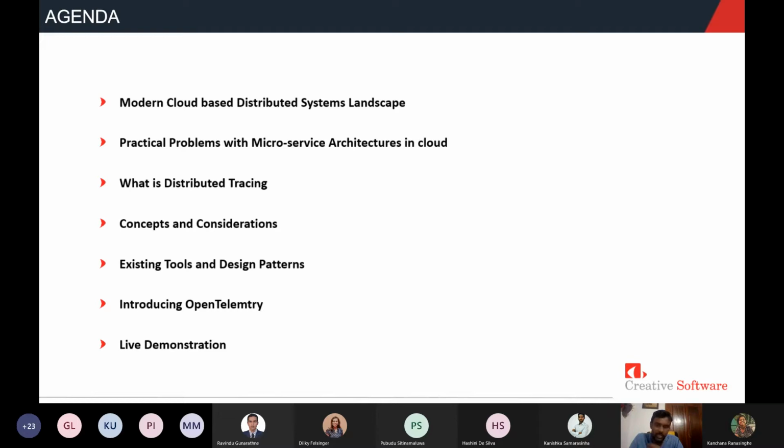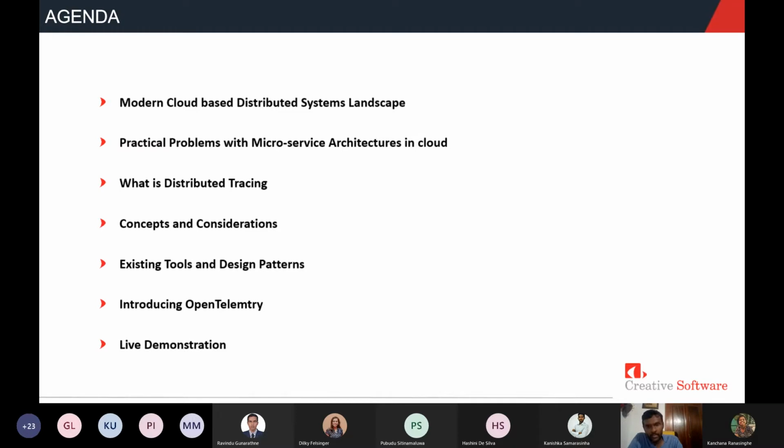Then we'll look at some of the existing tools available in the industry. Some of them are open source and some of them might be commercial, but we'll still discuss the approaches that they have taken to solve the problem of observing microservices in the cloud.